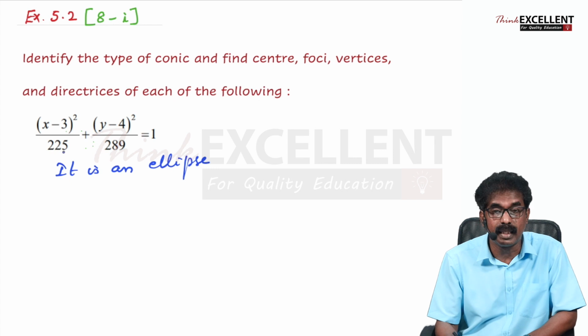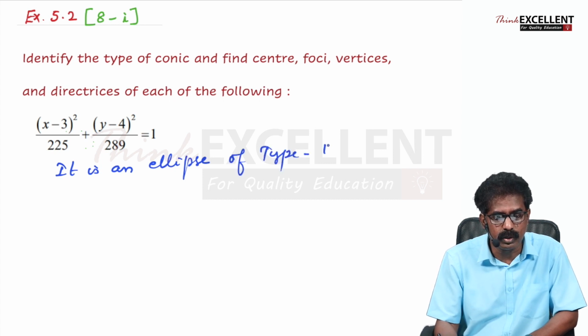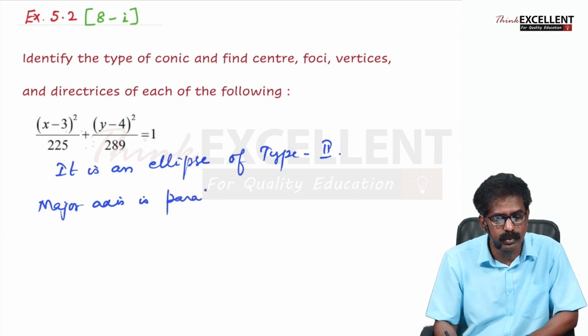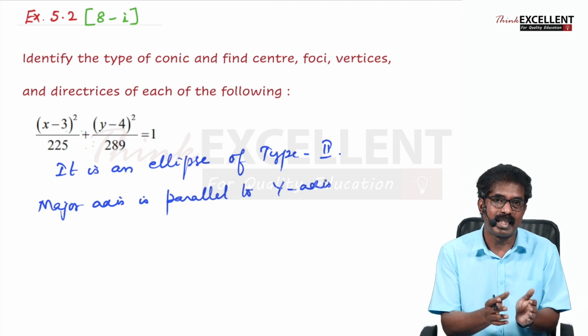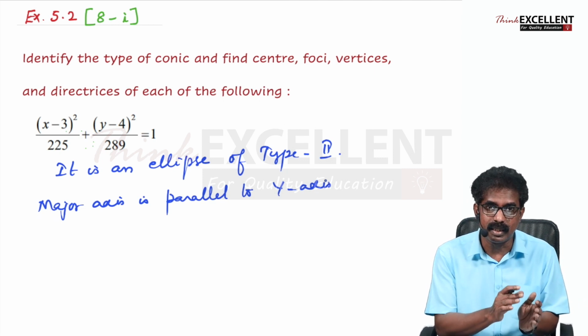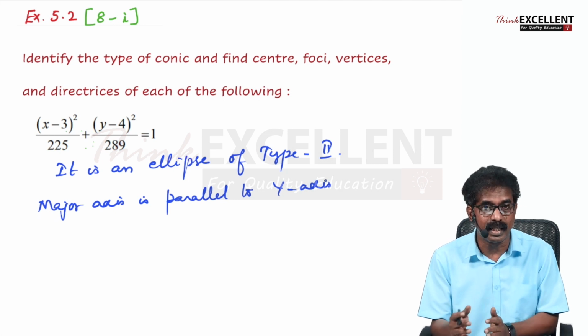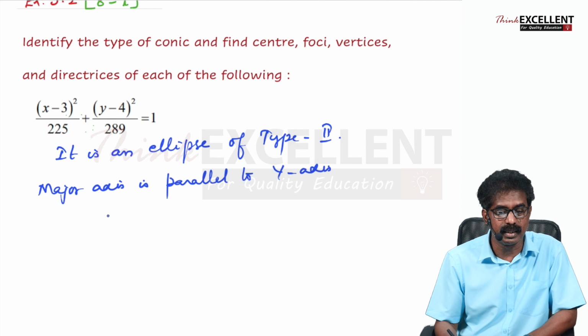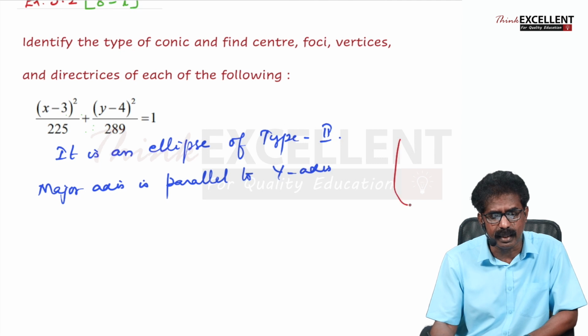Which type of ellipse? See the denominator: 225, 289. Smaller, greater. So it is the second type, type 2. But better you specify what type 2 is: major axis is parallel to y-axis. It is not along. Along means vertex must be 0, 0. It is not 0, 0. It is x minus h, y minus k, that type is there. So major axis is parallel to y-axis. So this is the second type. Better you draw a rough diagram, second type, right? So that you won't make a mistake in the formula.